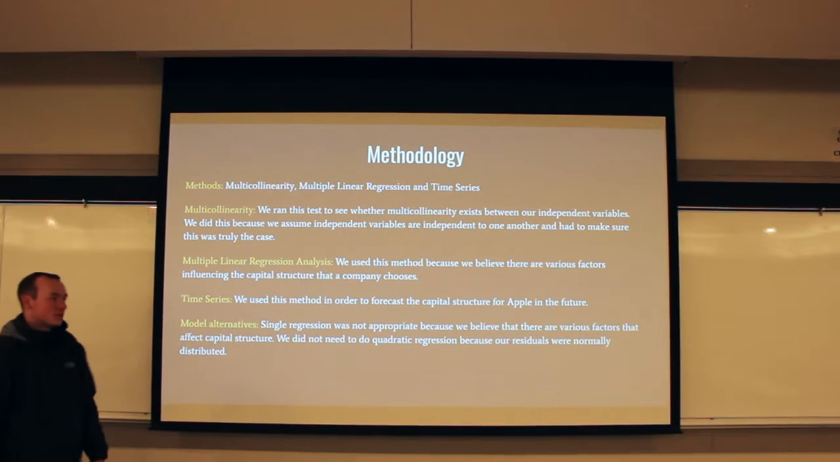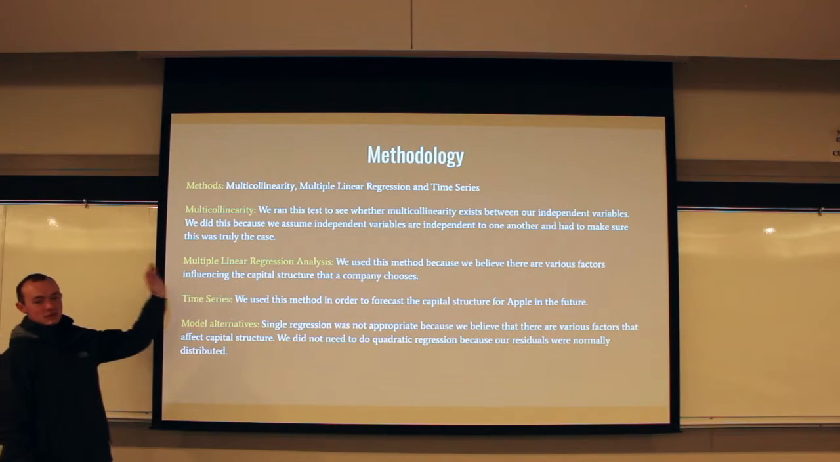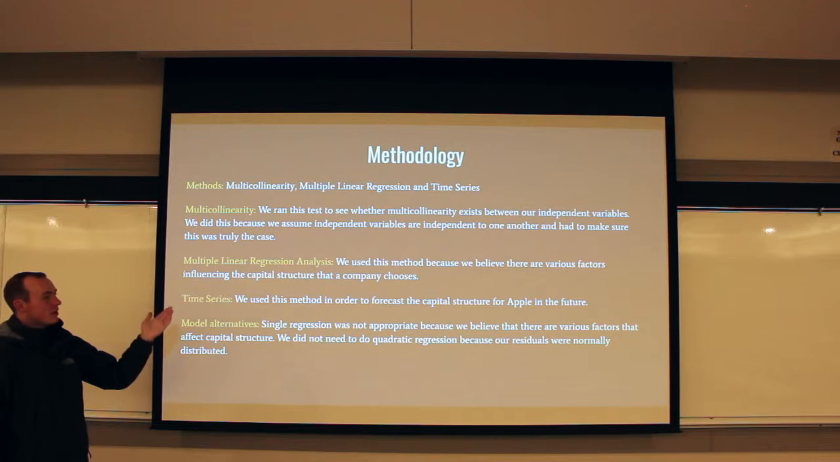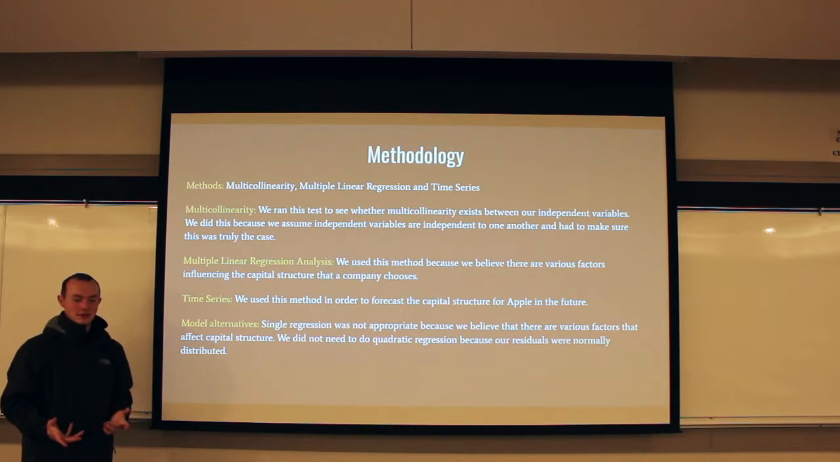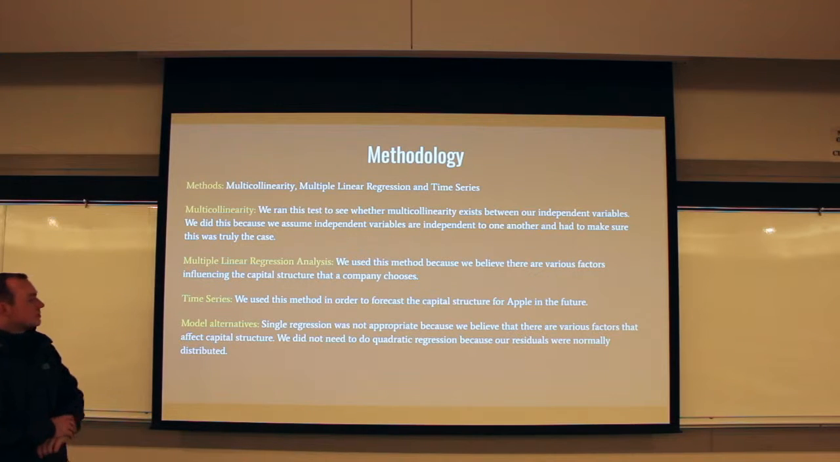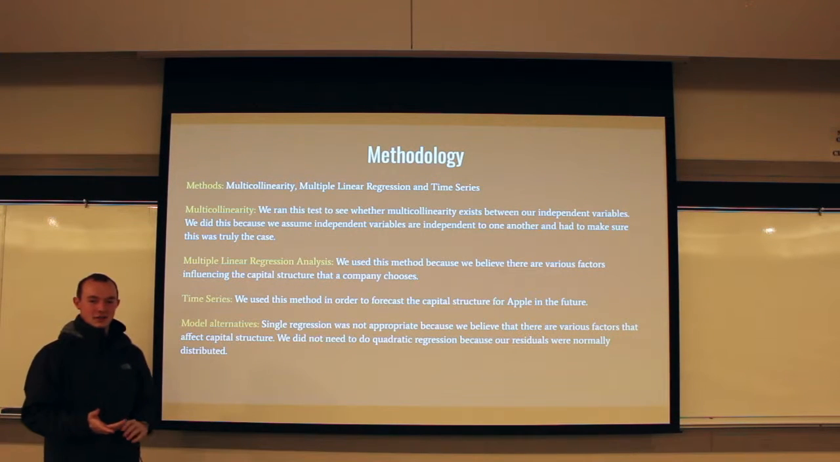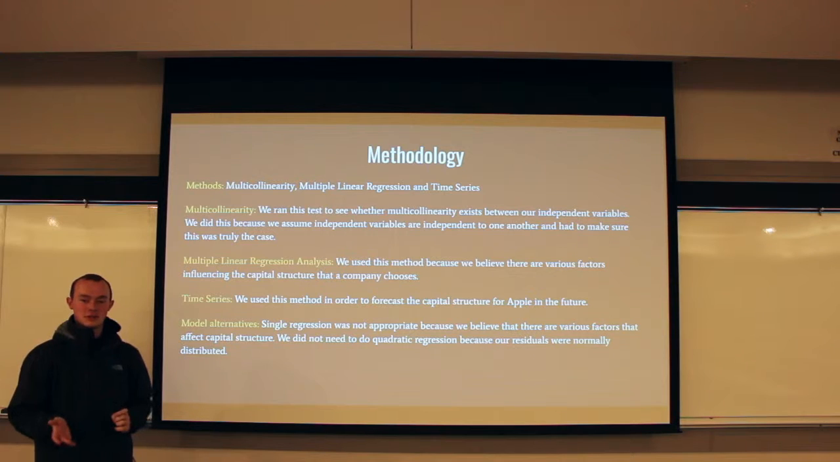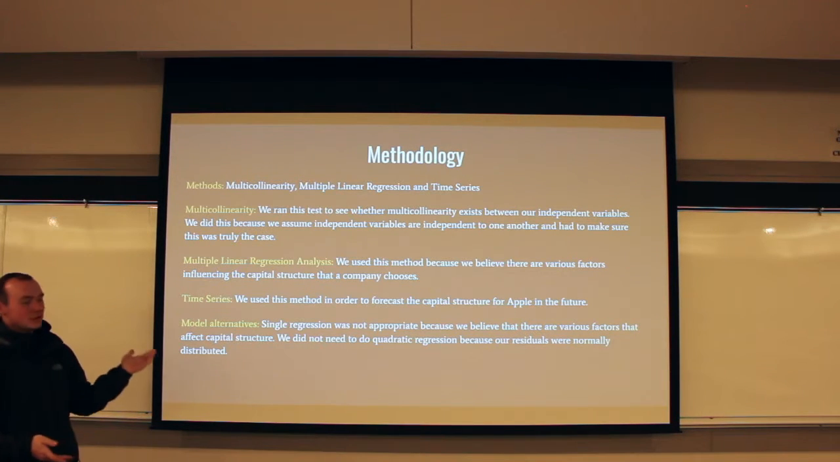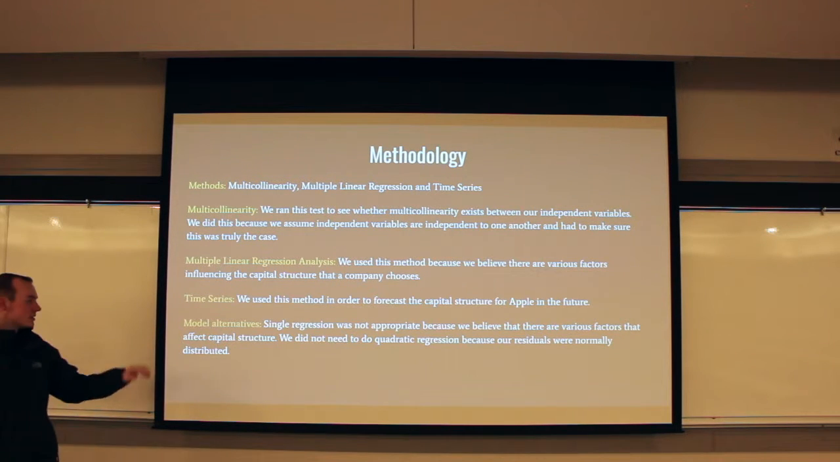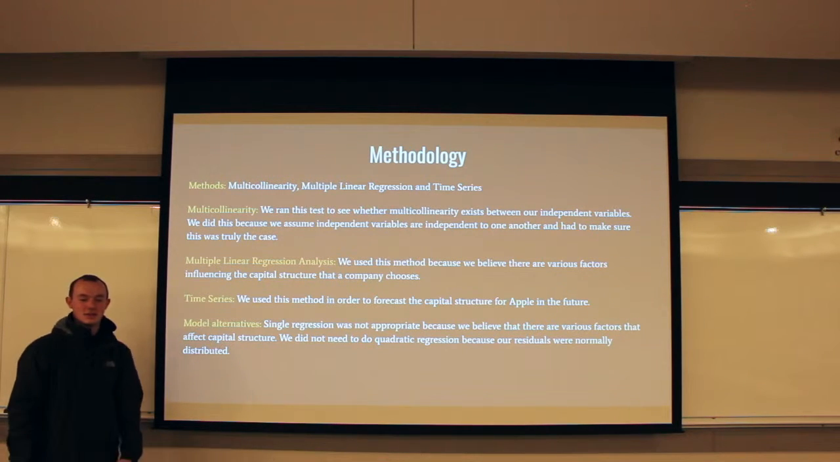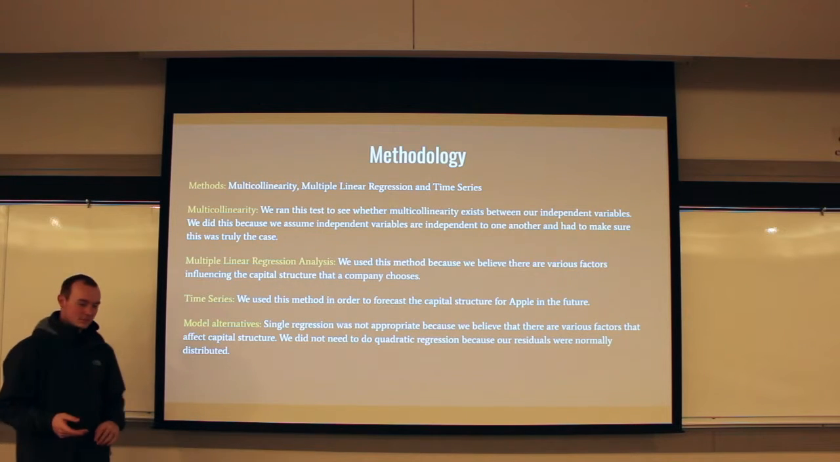Now I'll be going over the methods we used in our project. The methods are multicollinearity, multiple linear regression, and time series. Multicollinearity, we use this method to describe the relationships between the independent variables. Because we believe that there are various factors affecting how a company chooses their DE ratio, we did the multiple linear regression analysis. And finally, we'll be going over the time series. We use this method in order to forecast the capital structure for Apple.